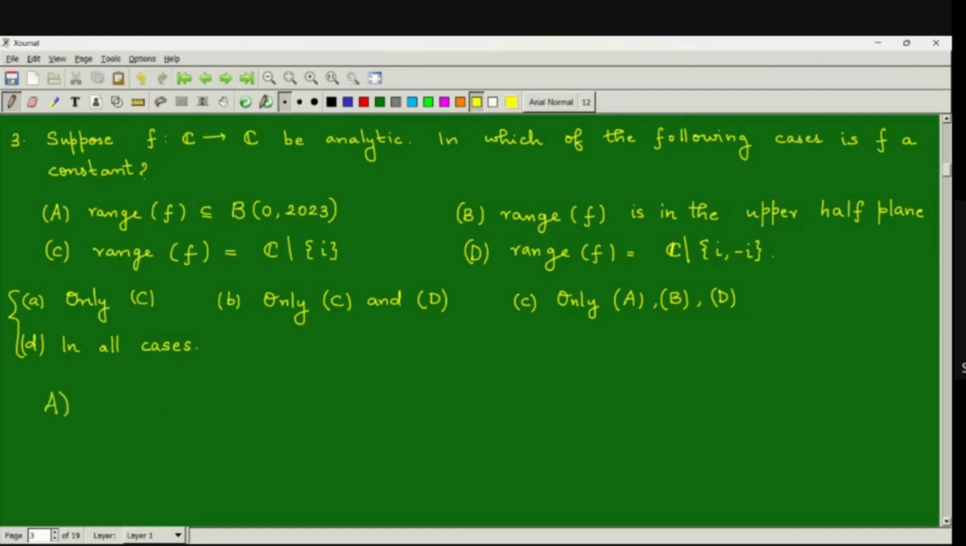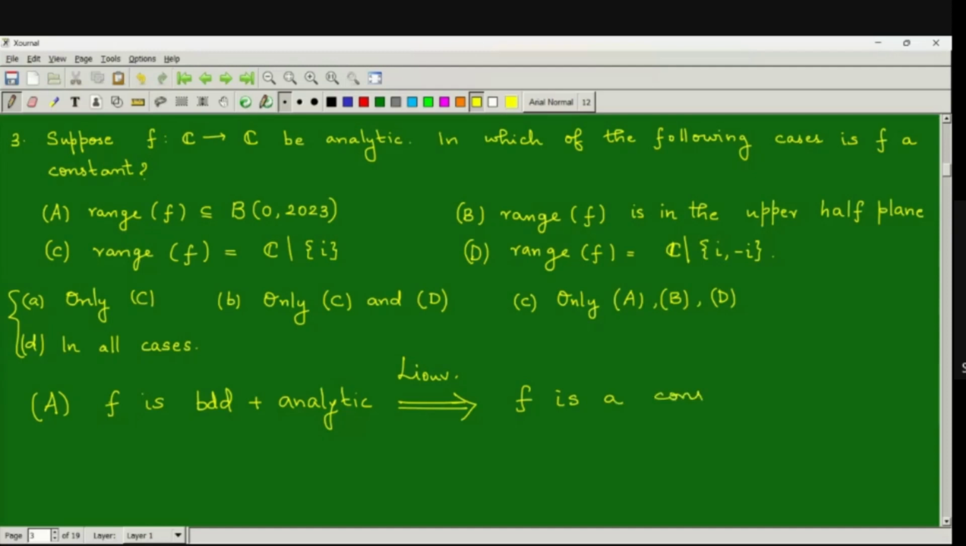What is A telling you? What actually is A telling you? Can someone tell? Boundedness of f. Yeah. Yes. And the range is contained in a ball. Yes, the range is contained in a ball, and that ball is bounded by 2023. Yeah, so means what? f is bounded. Yeah, it is already given, it is analytic. What theorem suddenly comes to your mind? Yeah, Liouville's theorem. So Liouville's theorem says what? Then f is a constant.